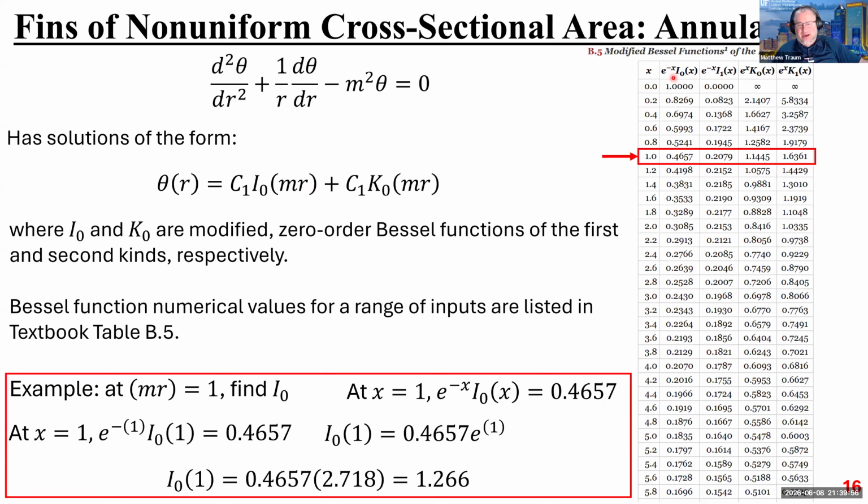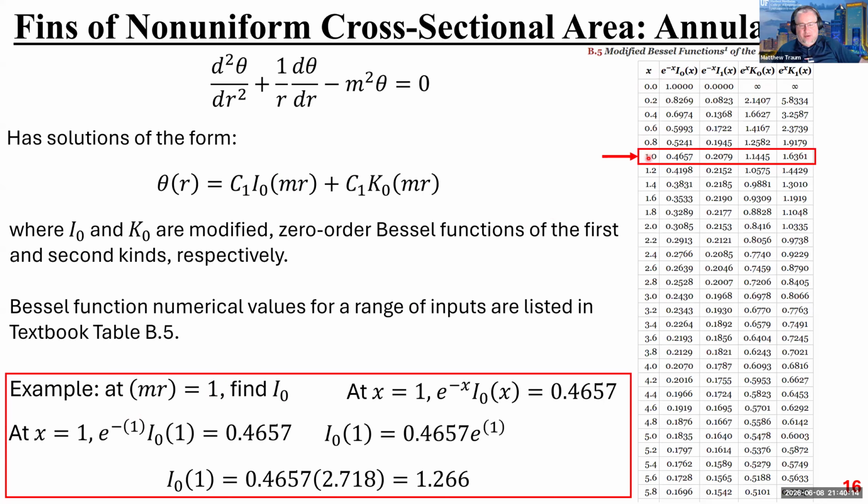This is e to the minus X, I naught X. This is e to the minus X, I sub 1 X, e to the X, K naught X. Okay, so it's definitely this one, right? So I naught X, I naught MR. In this case, X is MR. So MR is 1. So X is 1.